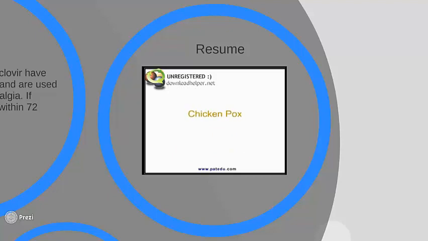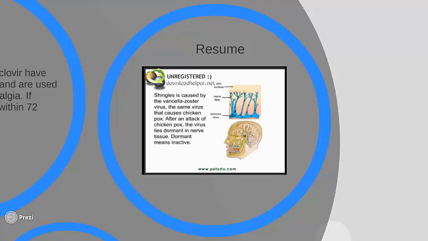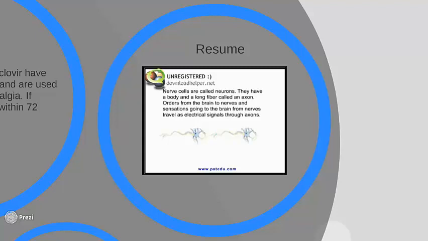Chickenpox. Shingles is caused by the varicella zoster virus, the same virus that causes chickenpox. After an attack of chickenpox, the virus lies dormant in nerve tissue. Dormant means inactive. Nerve cells are called neurons. They have a body and a long fiber called an axon. Orders from the brain to nerves and sensations going to the brain from nerves travel as electrical signals through axons.